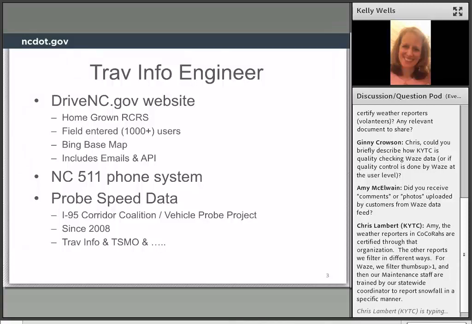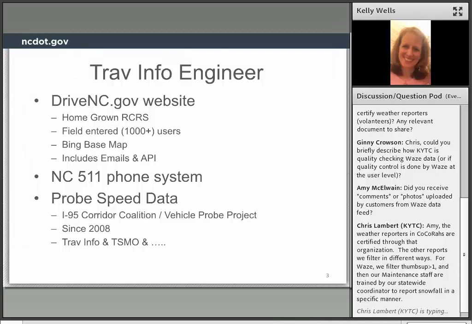And then lastly, I manage the probe speed data. We've been a member of the Vehicle Probe Project through the I-95 Corridor Coalition for over 10 years now. When we first bought this data, I thought, oh, we'll use this for traveler information. We bought data on I-95 only, and we said, we'll color I-95 red, yellow, or green on our website, and that will tell people a little bit more about traveler information. Well, now we use it for all kinds of TSMO activities. We use it for performance measurement. We use it for project prioritization. So it's really become a big use here at DOT.